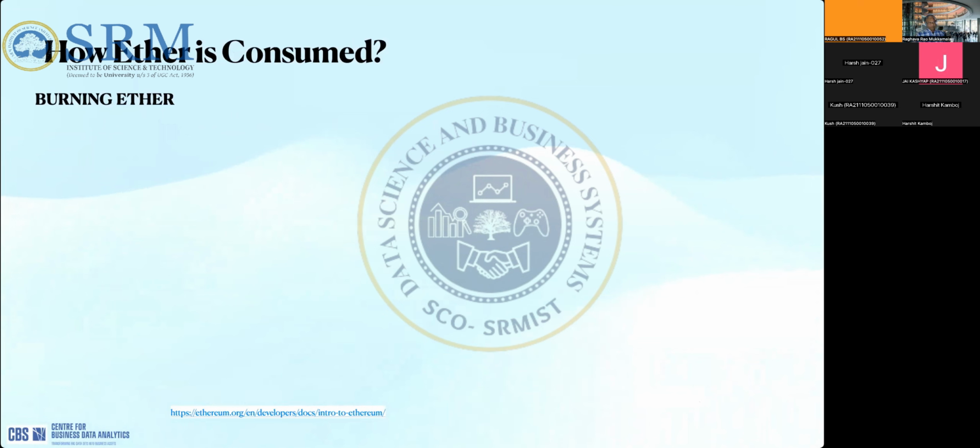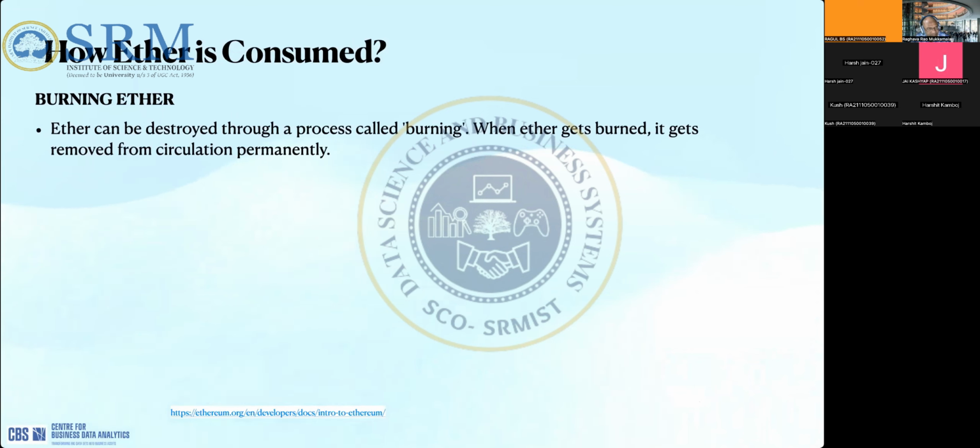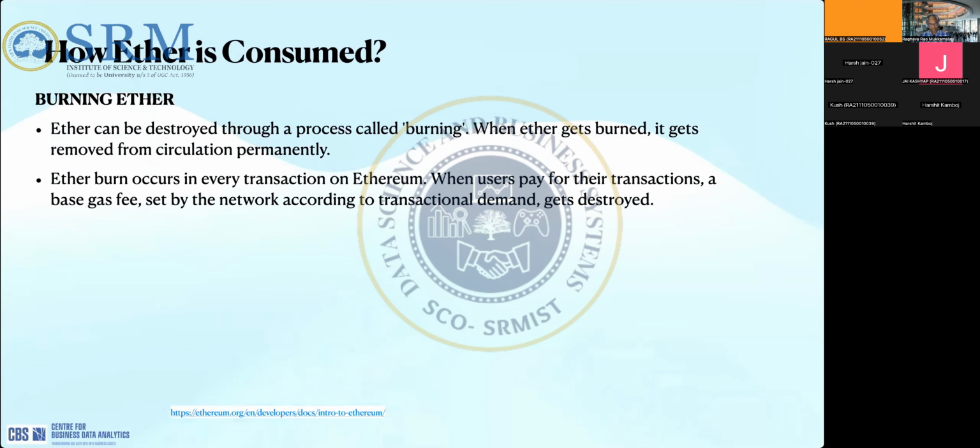So, burning ether. Ether can be destroyed, it is consumed, using the process of burning. When ether is burned, it is removed from circulation permanently. So when do you burn ether? For example, if you want your transaction to be verified and put onto the blockchain, you pay for the transaction in the form of a gas fee. That is where the ether is burned.